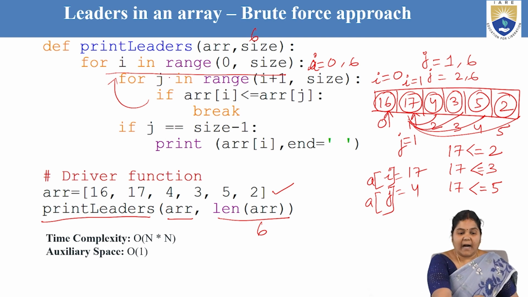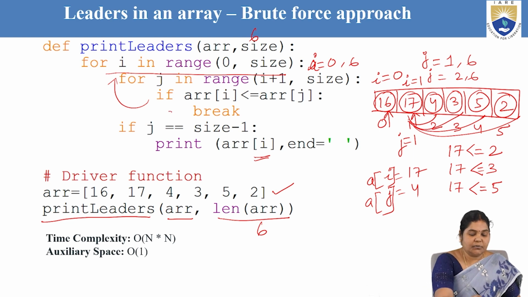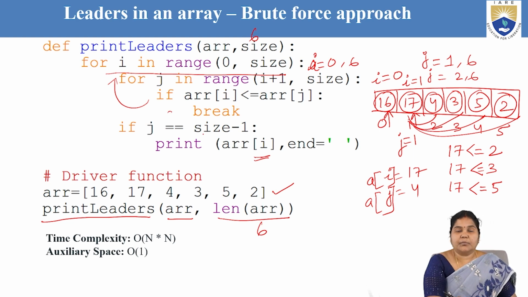After completion of this loop, what we will do? We will check that if j is equal to size minus 1, then print the array of i. So the ith element will be a leader. So 17 will be a leader. In a similar way, the program runs and prints the leaders one by one. So this is the brute force approach. In this brute force approach, we have used two loops, one outer loop and one inner loop.